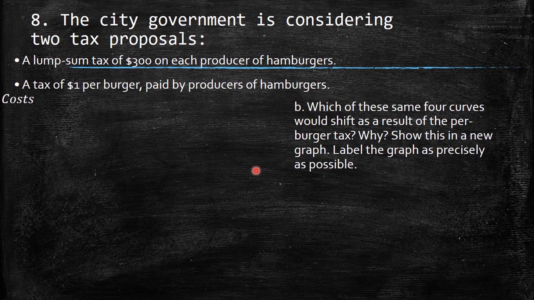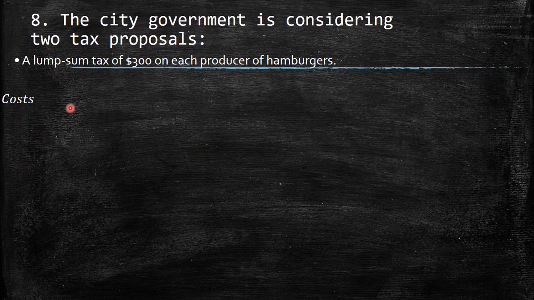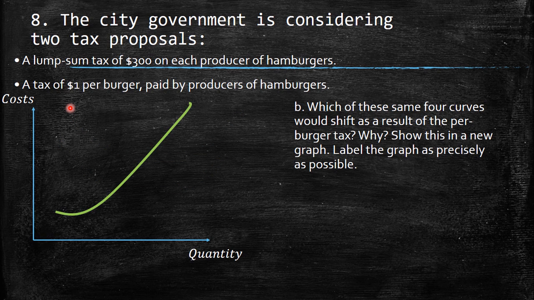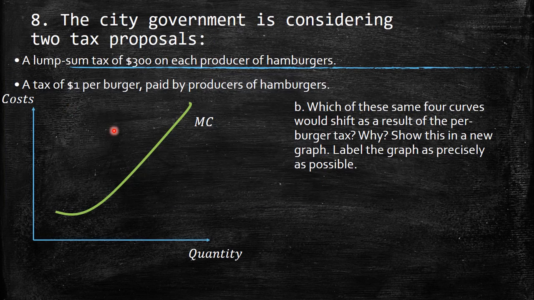Then the other curve that we talk about, the average total cost, is going to be exactly the same as the average variable cost. Remember that the average total cost is basically the average variable cost plus the average fixed cost. So here we are. And the marginal cost, this time it will change.